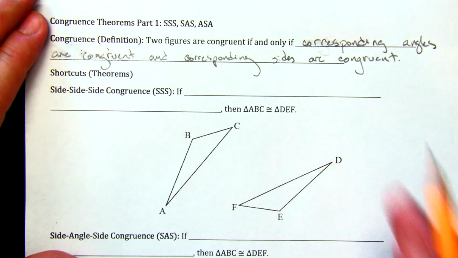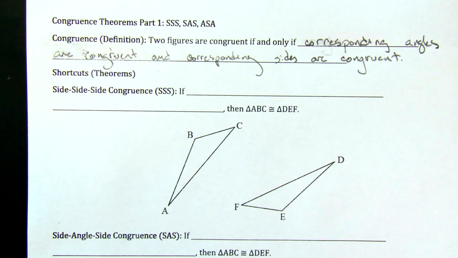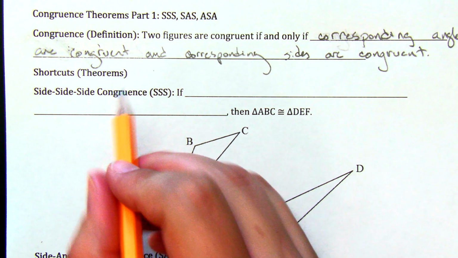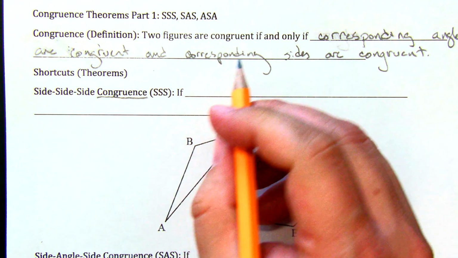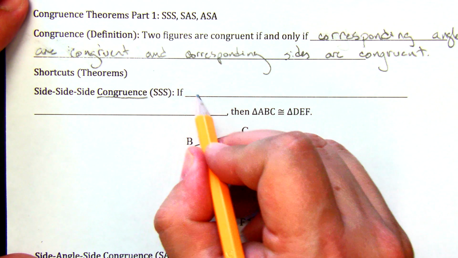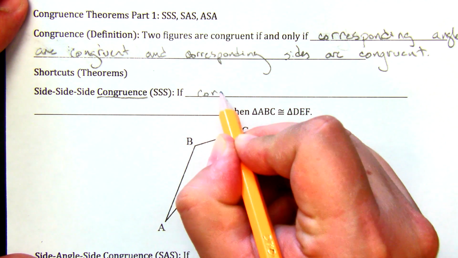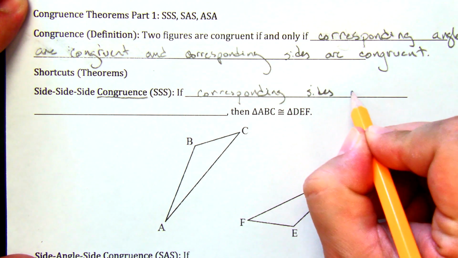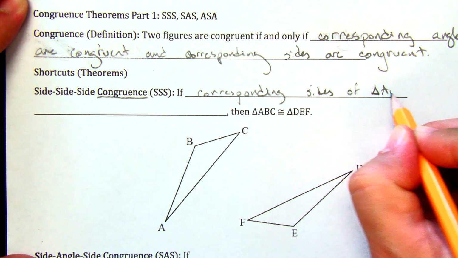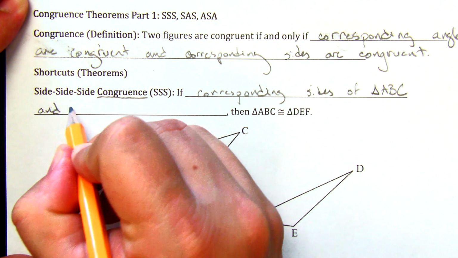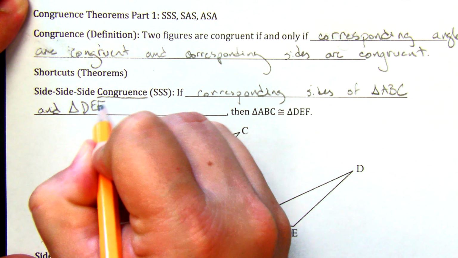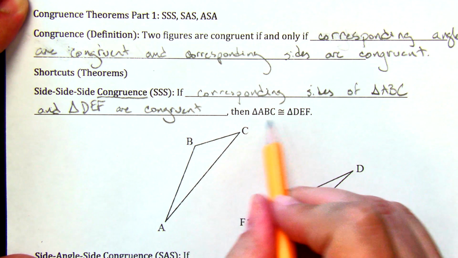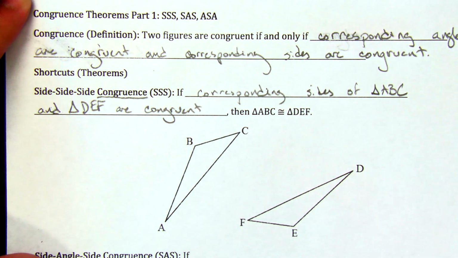Okay, so we'll just be talking about triangles now. The first one is called side, side, side. Now, there's a side, side, side similarity theorem. We've already done that. Now we're going to talk about side, side, side congruence. And again, this is just for triangles. Side, side, side says if the corresponding sides of triangle ABC and triangle DEF are congruent, then triangle ABC is congruent to triangle DEF.